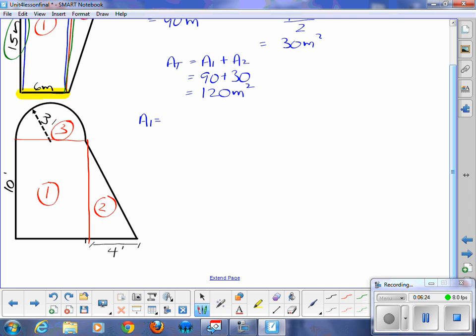So what is area 1? Area 1 is a rectangle. That would be length times width. So length is 10. My width, I don't know my width. No time to panic. We can talk this through.